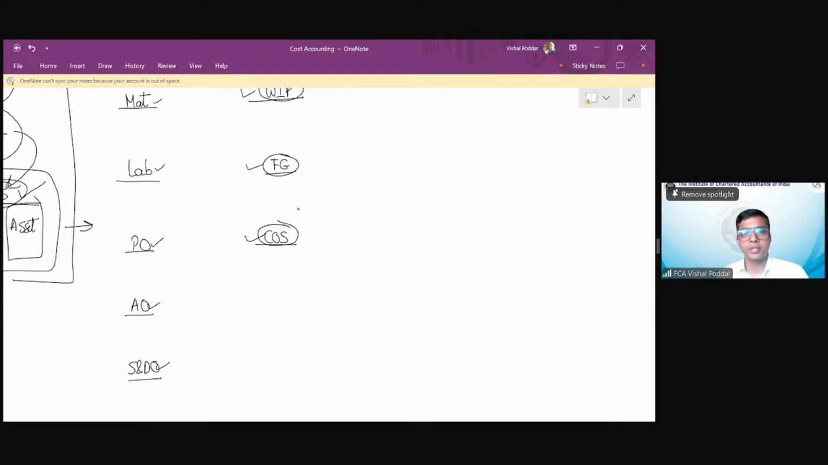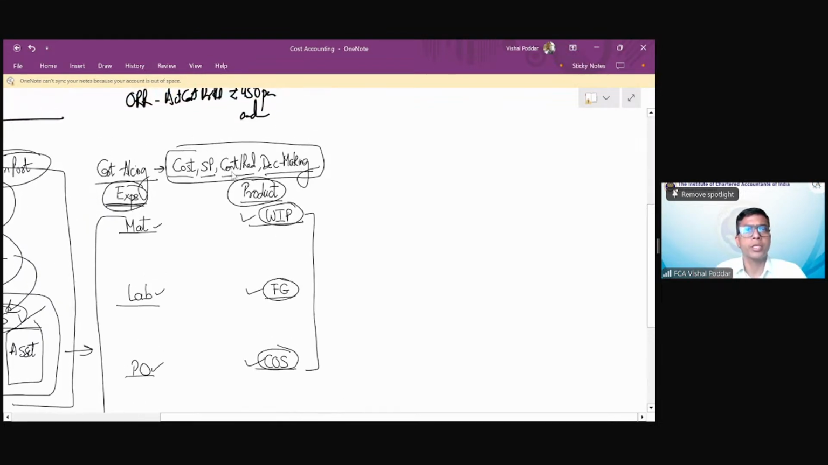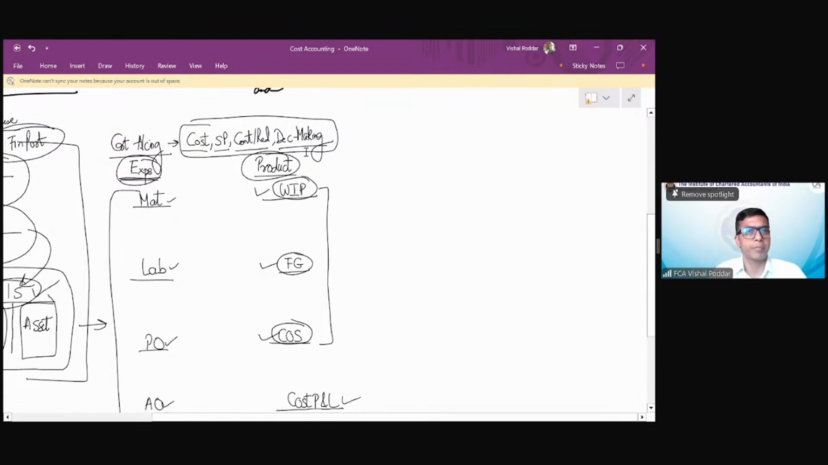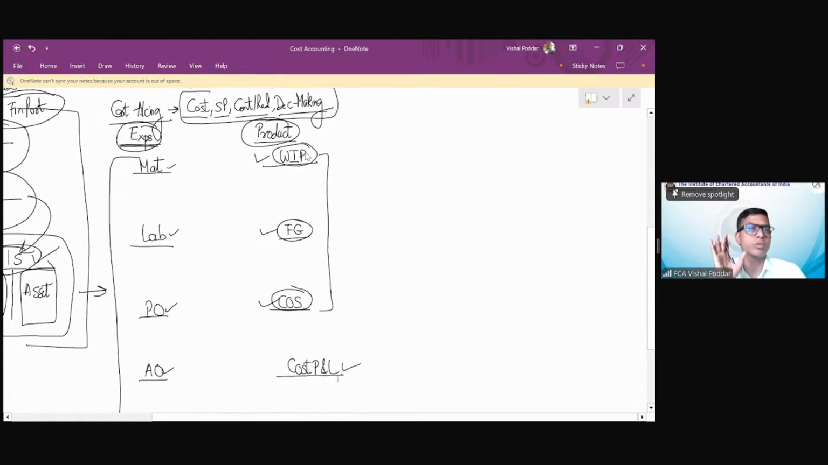Now, besides this, you also have this account called the costing profit and loss account, or in short, cost P&L. After I prepare these 5 accounts of expense, these 3 accounts for products, and 1 cost P&L, my purpose of cost accounting is achieved. All these objectives and purposes are achieved with these accounts. That's it. I don't need any other account for these objectives.